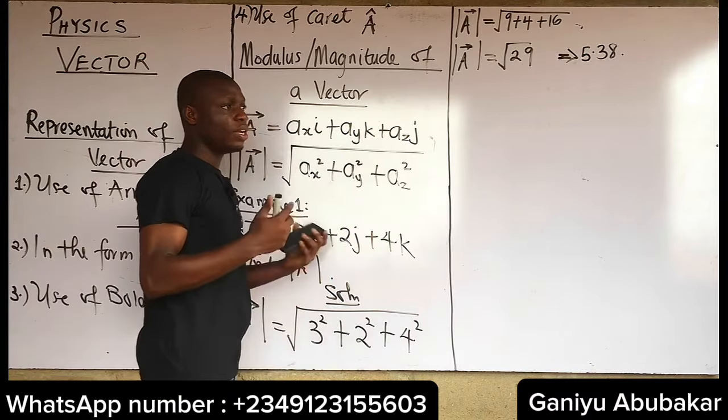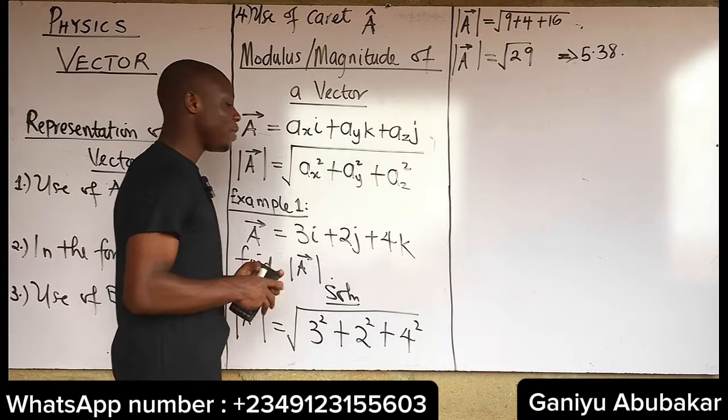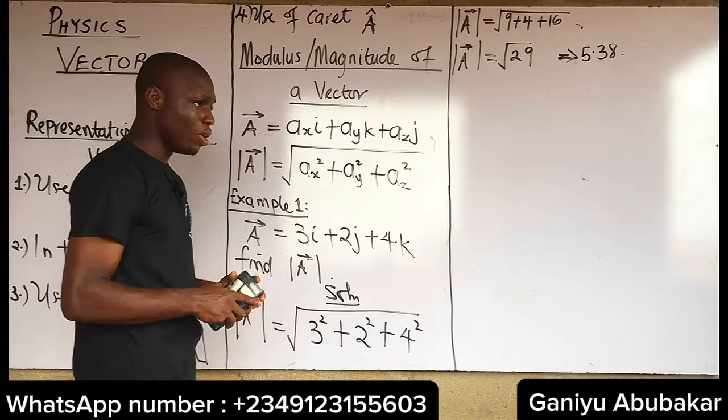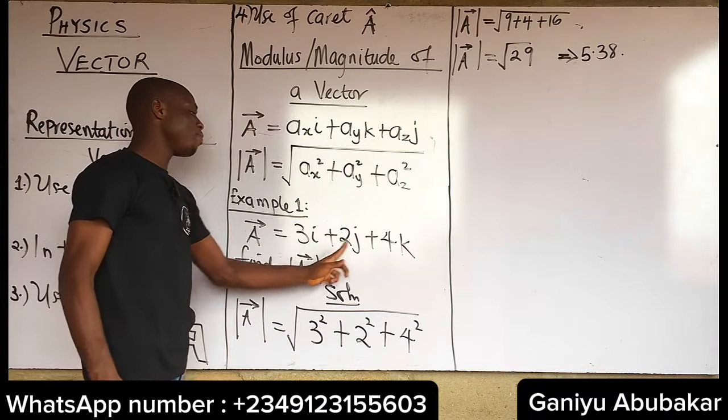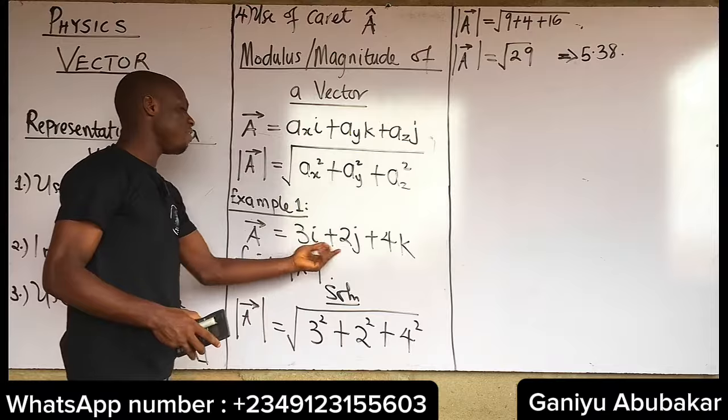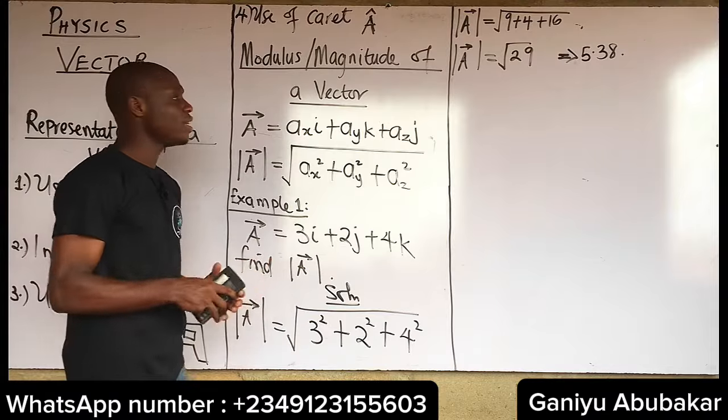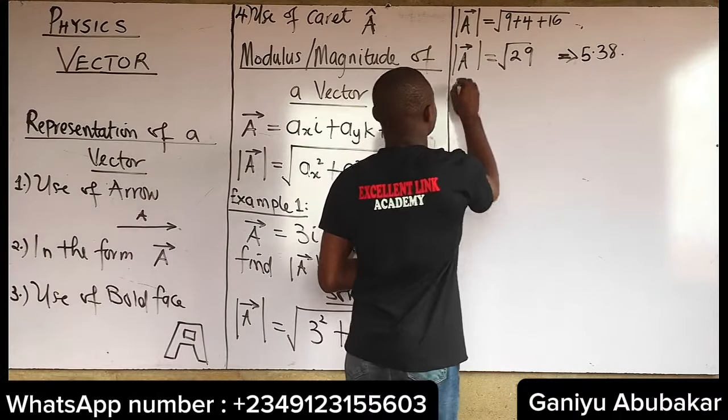Let's take another example to further explain the modulus of a vector. The one I gave you here has plus signs. What if it has a negative sign? How do you do that? So, example 2.